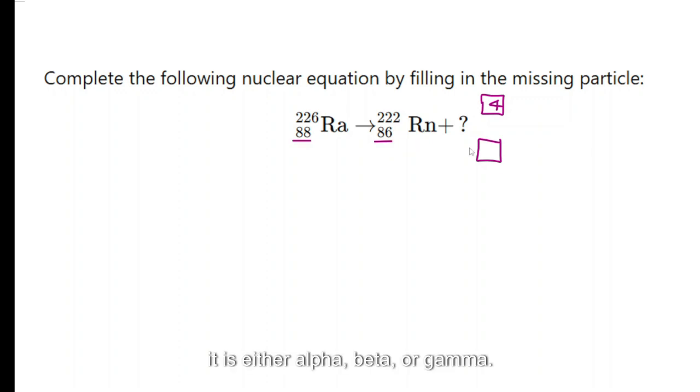So we know it's either alpha, beta or gamma. It cannot be gamma because it's 0, 0. Beta is 0, minus 1. Obviously this one is alpha.